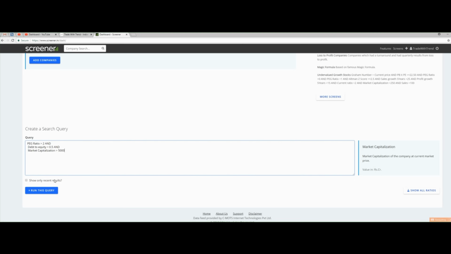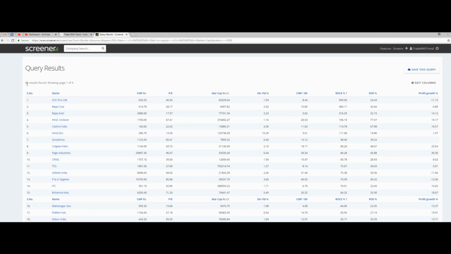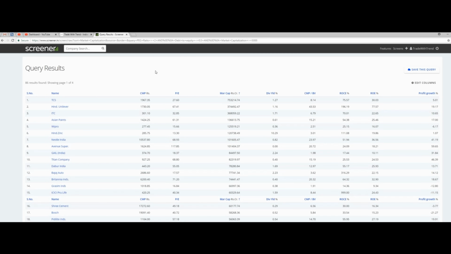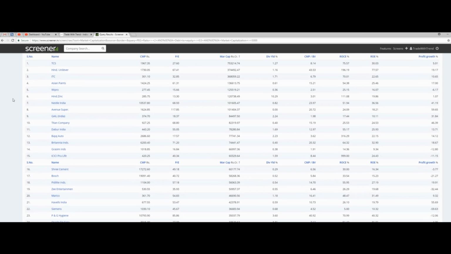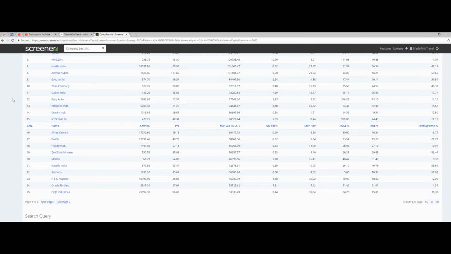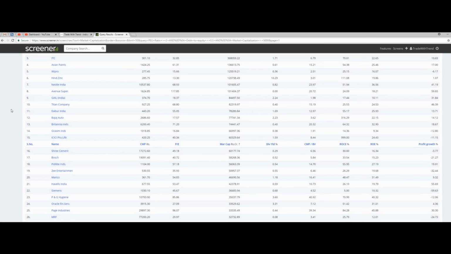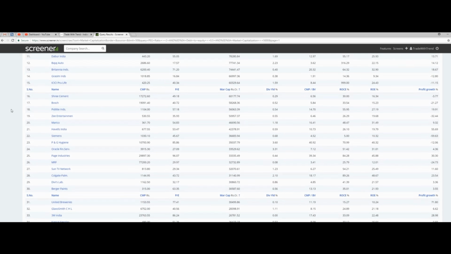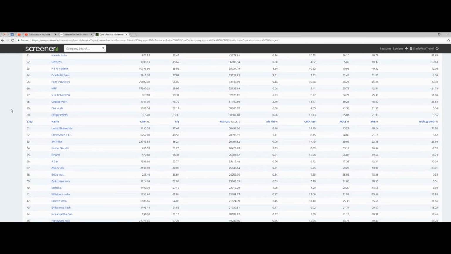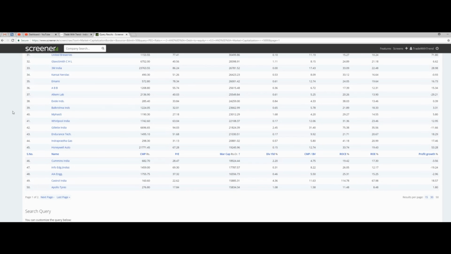Now, once you have entered these criteria, simply click on run this query and you would get a set of results. So we've got 86 stocks here. Let's sort it based on market capitalization. So this is the list of stocks that you see. These are high growth companies which are low on debt. Let me just put 50 results per page. Yeah, so these are the top 50 stocks that are high growth companies that are low on debt with market cap greater than 5,000 crore.